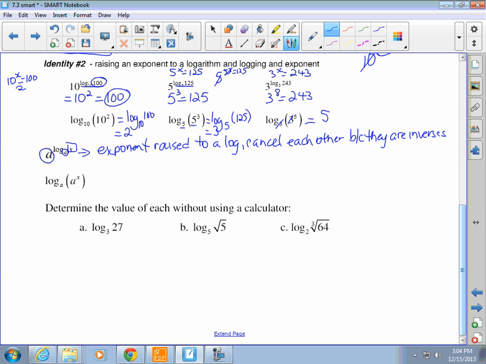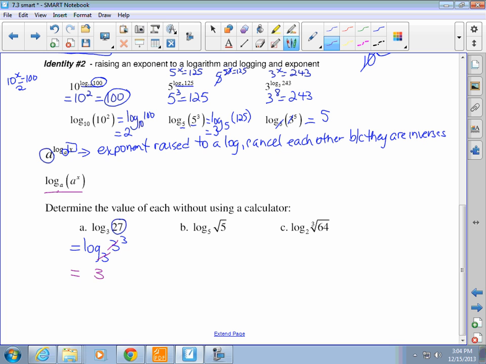So this one, log base 3 of 27. What you're looking at is, what exponent, when I have a base of 3, will get me to 27? Well, 27 is the same as saying log base 3 of 3 cubed. So according to this log identity, my base and my base cancel each other. So my answer is just 3.